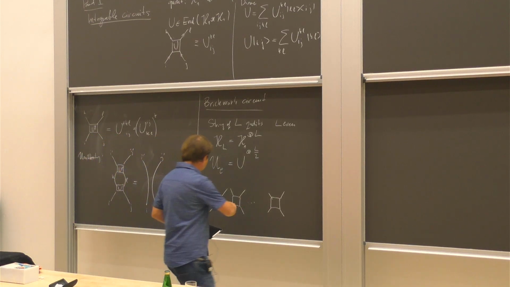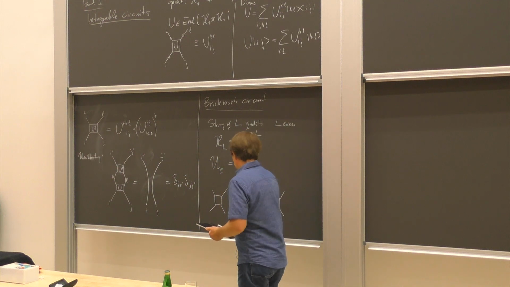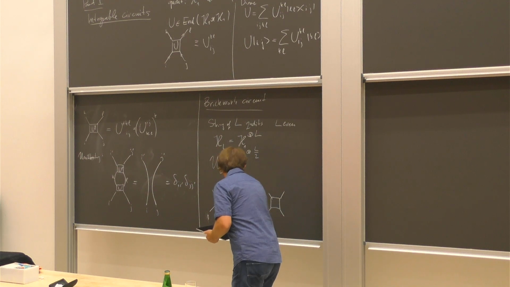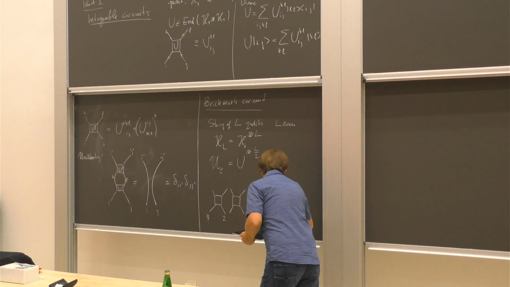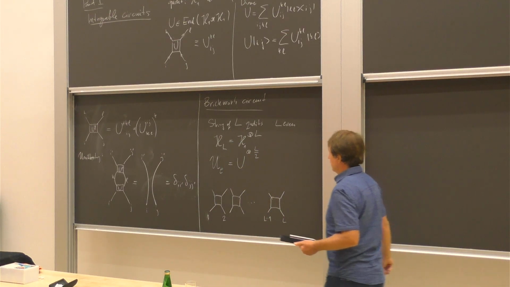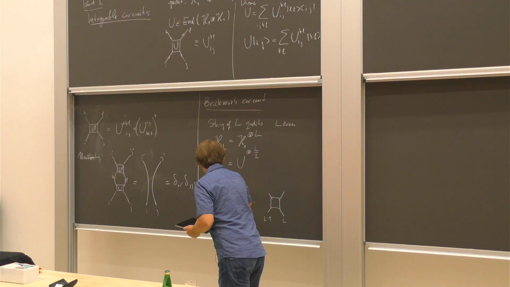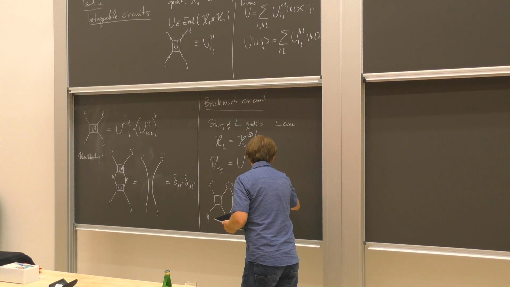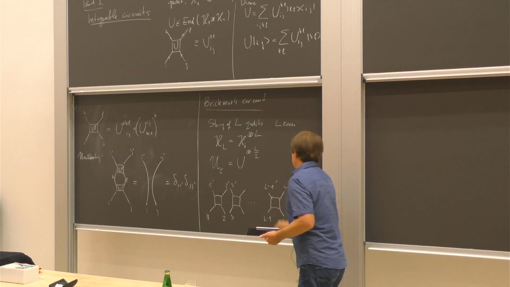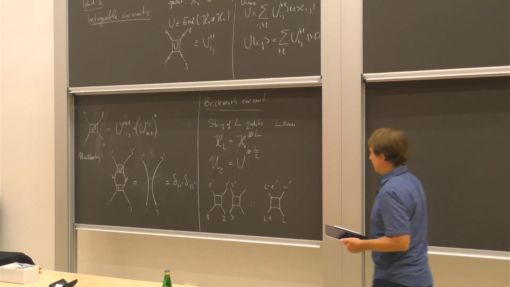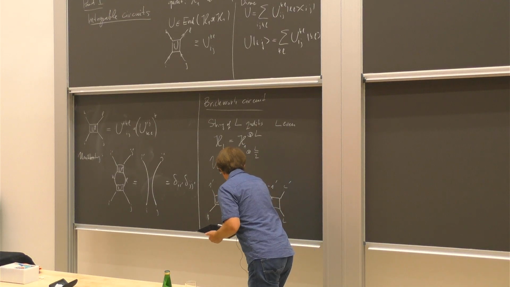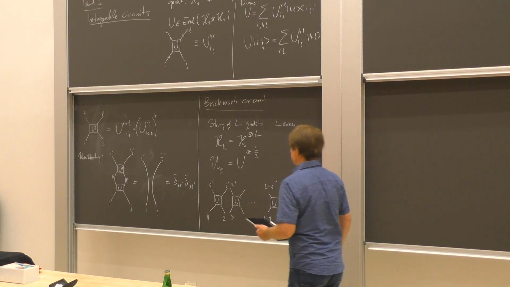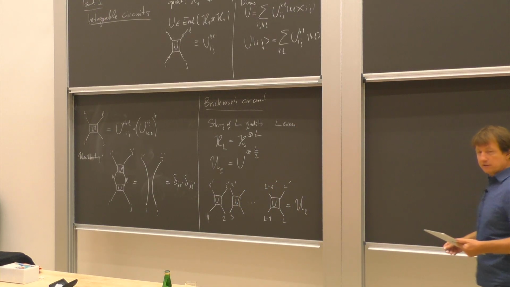Anyway, what we have now is indices, which let me write as Roman numerals: 1, 2, L minus 1, L. I have L indices, and now they go to 1 prime, 2 prime, 3 prime, and so on to L prime. Okay? So now this to me is U even. It's a picture of U even. Nothing very interesting yet, right?